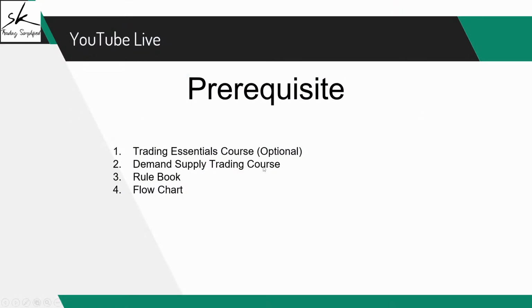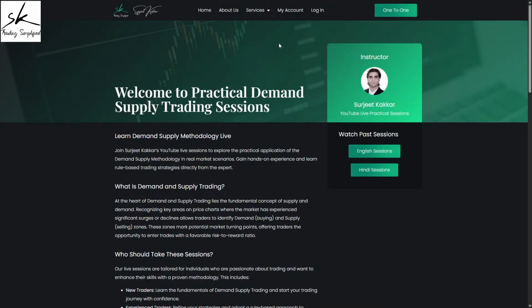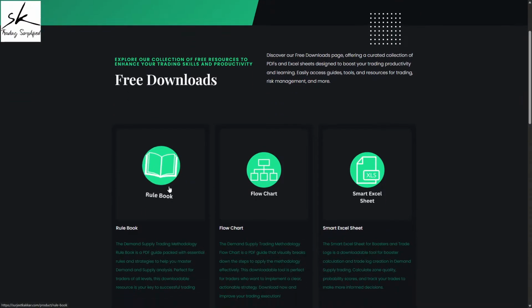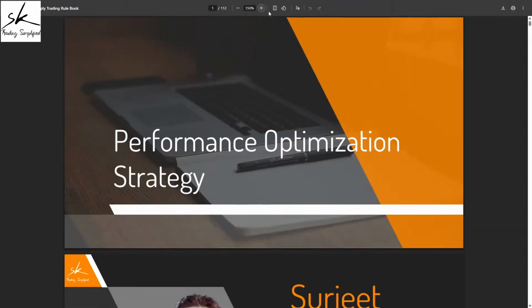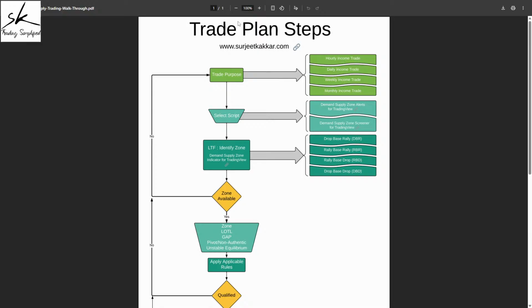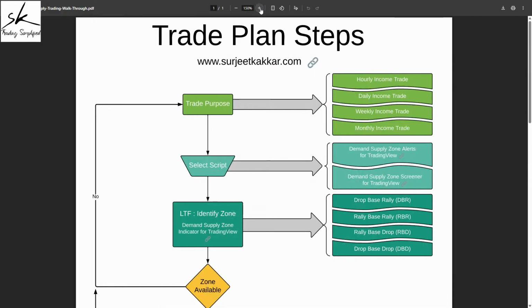Now the next thing is, during the practical sessions you will see that I use two documents. One is the rule book and the other one is the flow chart. Now, how can you access these documents? Again, very simple. Under services, you have the option for downloads. Click on that, and here you can see you have the rule book and the flow charts. You can click on downloads, and you can download these documents. So this is the rule book, and this is the flow chart, and how to use them, you will experience it during these practical sessions.